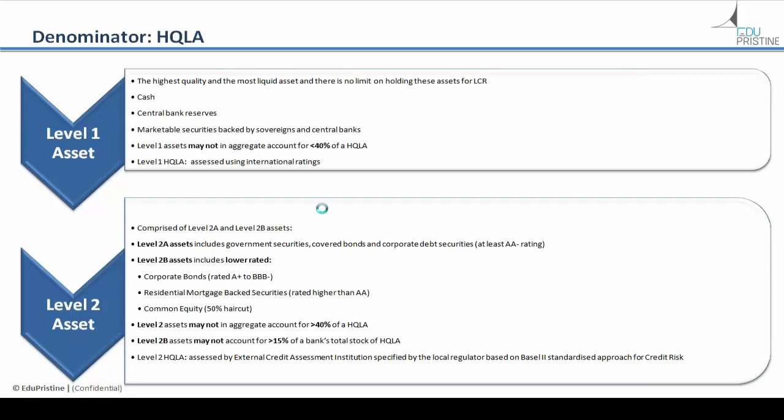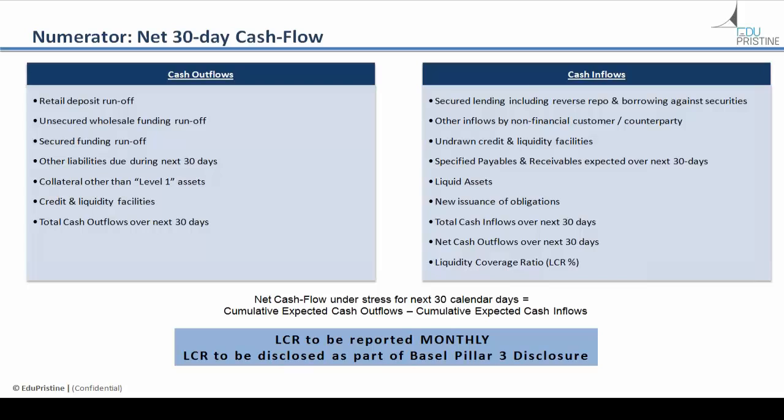Now moving on to the next slide, which looks at the numerator, net 30-day cash flow. The table shows the composition of the cash inflow and the cash outflow. Now, what do we mean by net cash outflow under stress over 30 days? It means your cumulative expected cash outflow, subtracted by your cumulative expected cash inflow. So it's your cash outflow minus your cash inflow.